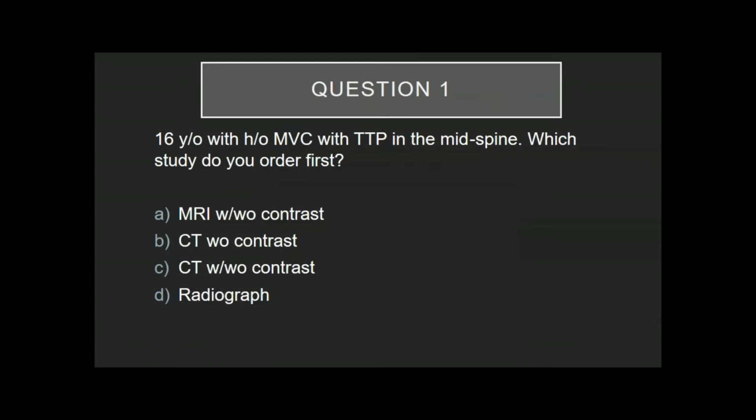Okay, question number 1. We have a 16-year-old, history of a motor vehicle collision. They have tenderness to palpation in the mid-spine. Which study are you going to order first? Are you going to get an MRI with and without contrast? Are you going to get a CT without contrast? Are you going to get a CT with and without contrast? Or are you going to get a radiograph?